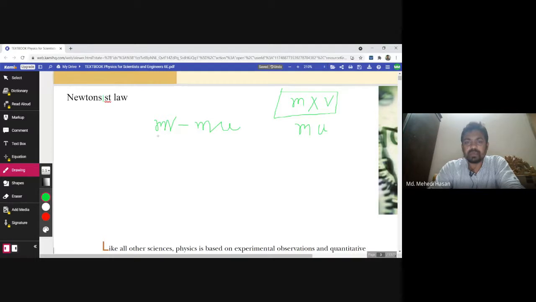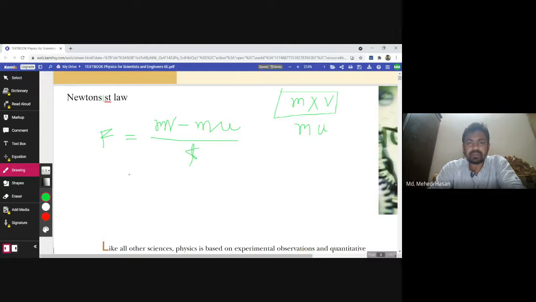So if you consider the change in momentum divided by time, this is equal to the applied force F. So the main concept is the rate of change of momentum. The rate of change, that means with respect to time, of momentum is directly proportional to the applied force. So the proportionality constant is 1. So F equals (mv minus mu) by t.